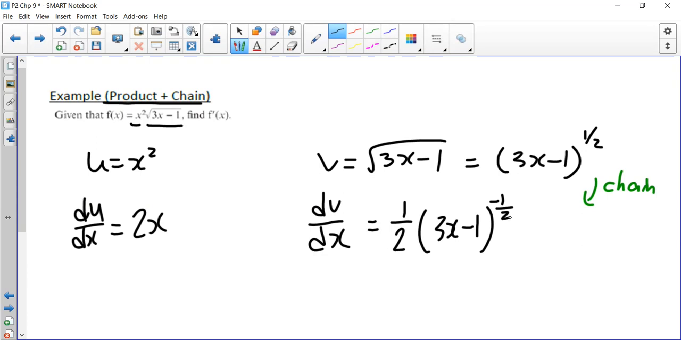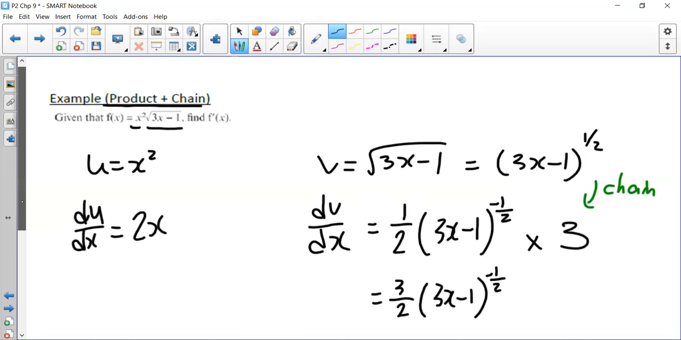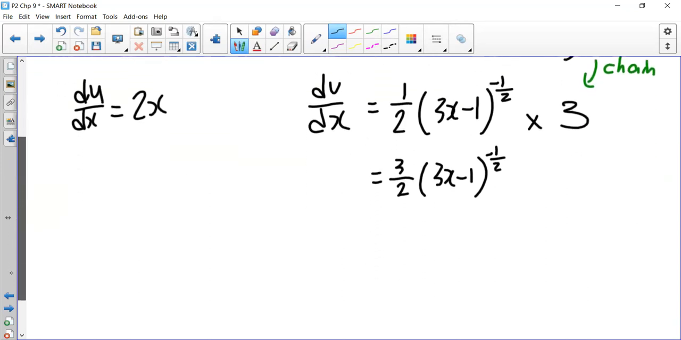Times, so step by step, times differentiate inside. Differentiate 3x minus 1 is 3. So if I simplify that, it'll be 3 over 2, 3x minus 1 to the power of minus a half. And that's the derivative, dv by dx.